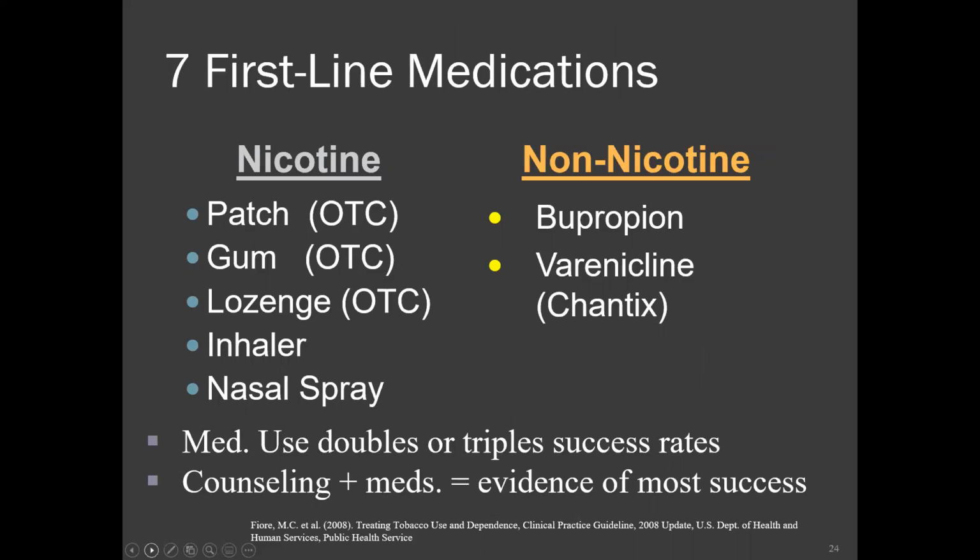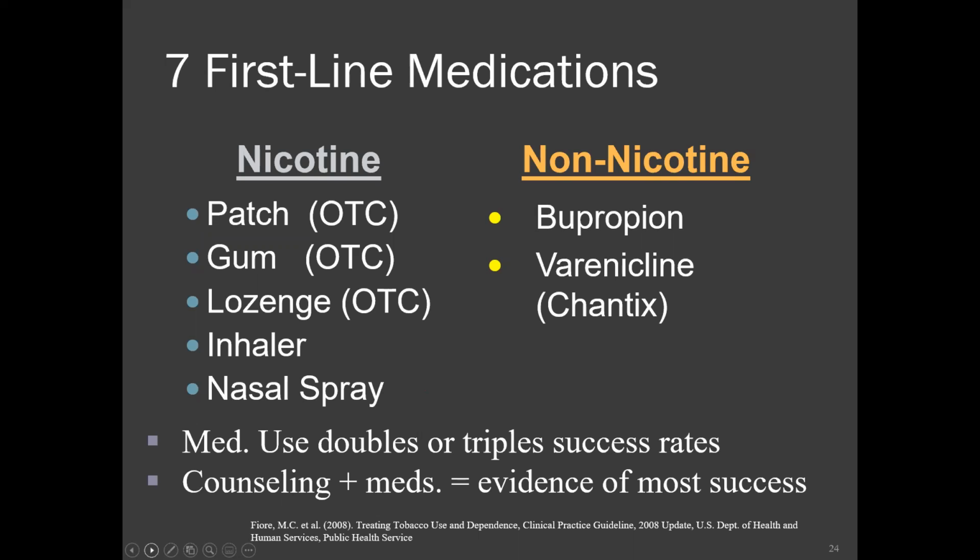So first line medications, nicotine and non-nicotine. So nicotine patch, gum, lozenge, inhaler, nasal spray. But for many individuals, it's the patch, gum, maybe the lozenge, and less commonly the inhaler and nasal spray. But they're out there. And then non-nicotine is bupropion, and the other one is Chantix. Bupropion is basically Wellbutrin. So it's an antidepressant. We'll talk more about that.